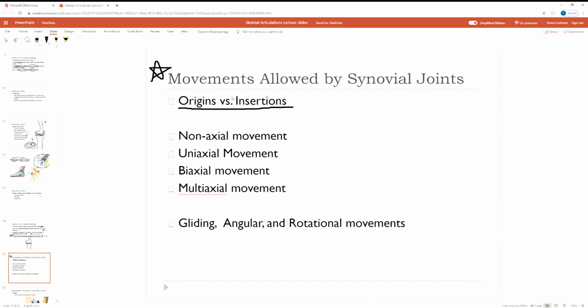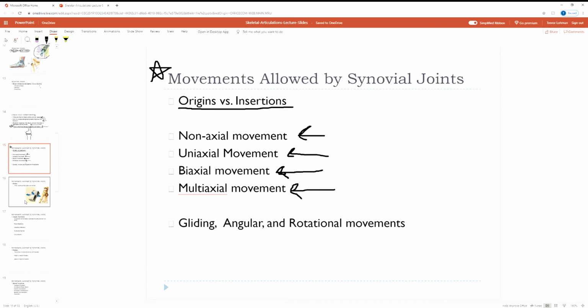We're going to talk about non-axial movement, which isn't too exciting. We won't cover that much. Uniaxial movement is just a joint that moves around one axis. Biaxial movement occurs in joints where the joint can move around two axes. And a multi-axial joint is three or more axes that the joint can perform a motion around. So let's look at those now.